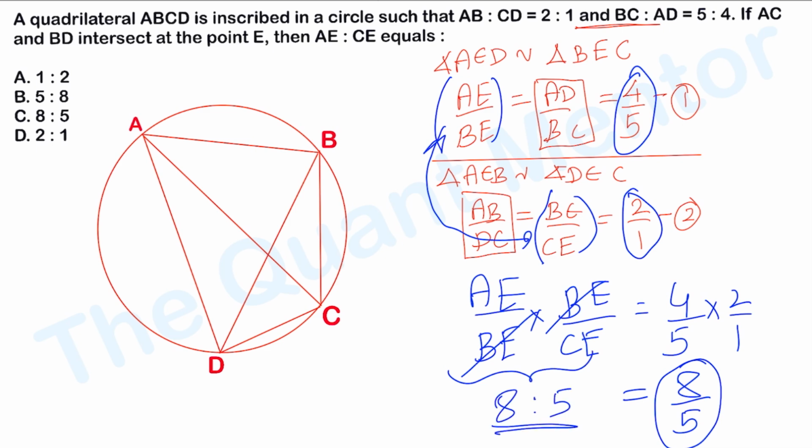This is very clearly your option C. Pretty straightforward question. You just need to consider two similar triangles, write the ratio of the corresponding sides, and multiply. The answer to our question, AE is to CE, will be 8 by 5, or 8 is to 5.